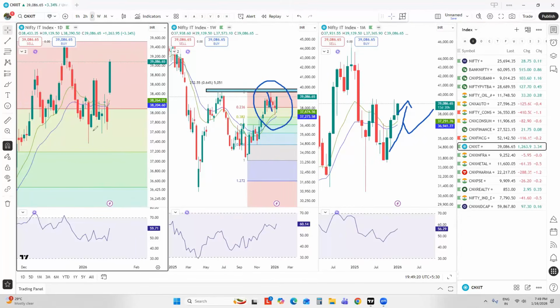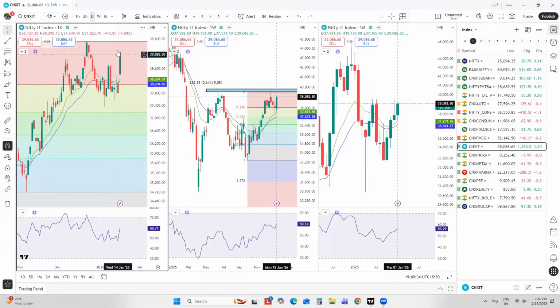Only problem from my side was it was way too choppy. It was like up, down, up, down, up, down. But this week, I think thankfully the IT space closed pretty nicely. So IT space has outperformed. Only thing is we need to see that it continues to do so. Just 1 week or 1 day up move is not going to help. We need consistent buying, trend plus momentum, which I think time will tell.